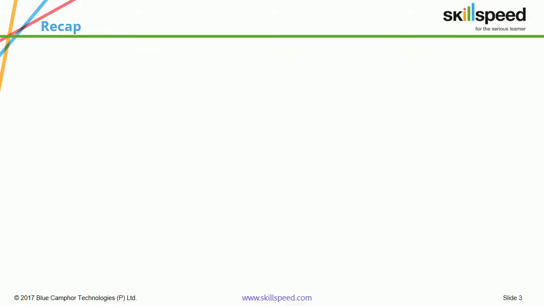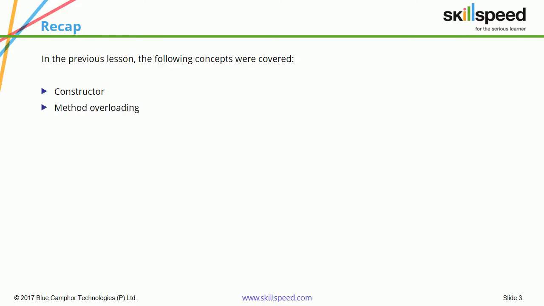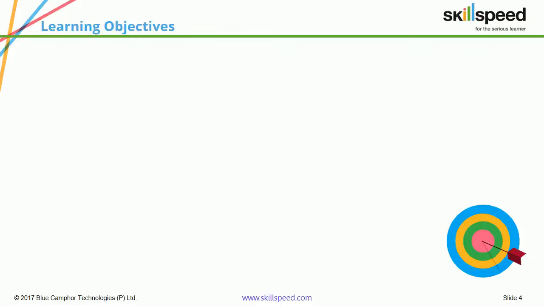Now before we proceed, let's have a quick recap of the last lesson. In the last lesson, we learned about constructors, method overloading, inheritance, overriding methods, and abstraction. In this particular lesson, we will be learning about Scala functions and some examples to demonstrate the same.